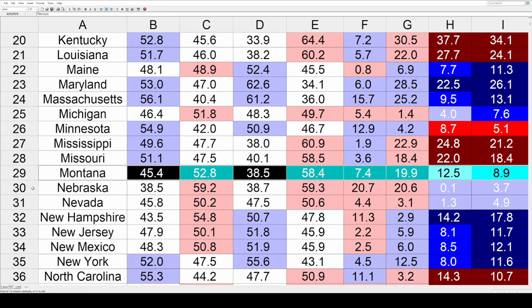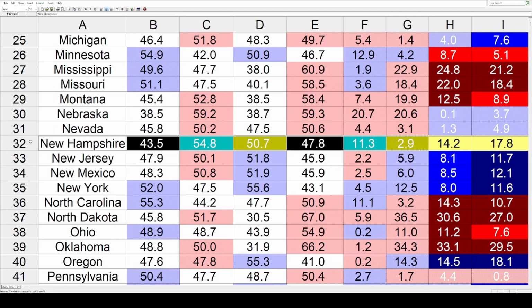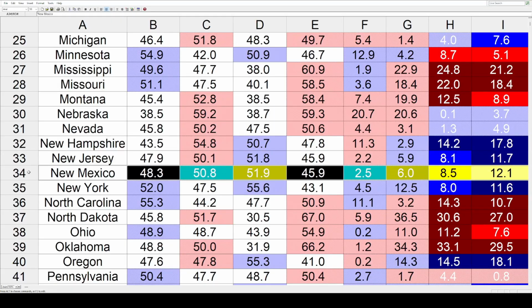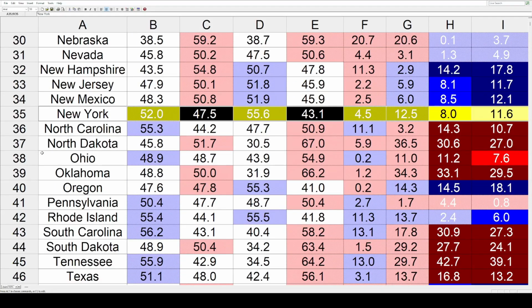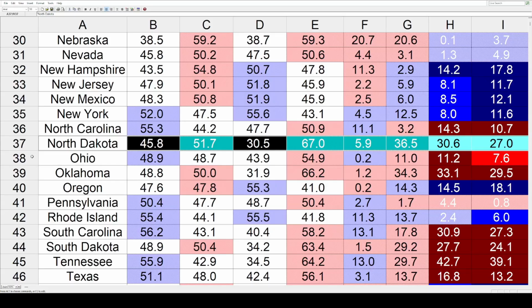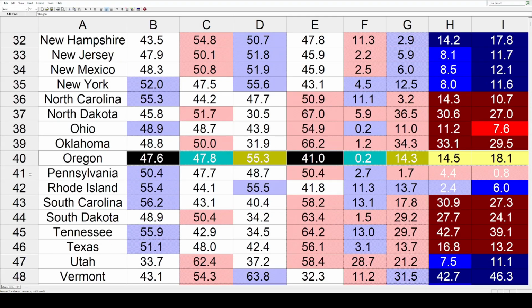Now we're going to go back the other way and look at more trends friendly toward the Dems. It's Nebraska 3.7, Nevada 4.9, New Hampshire 17.8, New Jersey 11.7, New Mexico 12.2, and New York 11.6. Some more red states are going to be North Carolina, 10.1, North Dakota, 27, Ohio, 7.6, and Oklahoma, 29.5. Oregon is back toward the Dems at 18.1.